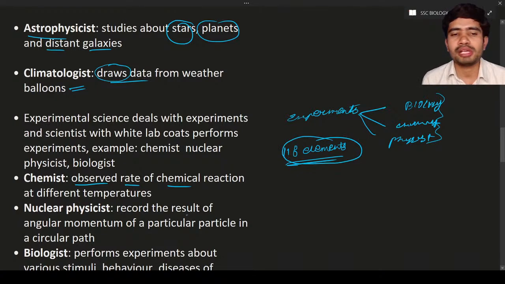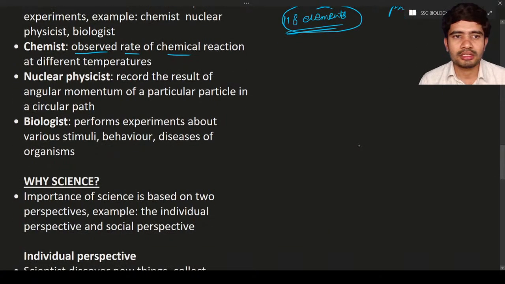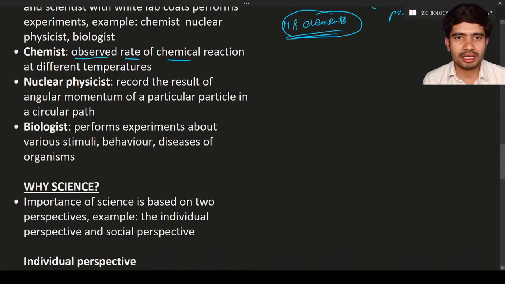Next, a nuclear physicist. They record the results of the angular momentum of a particular particle in a circular path. Next, the biologist. We know about biology. They perform experiments about various stimuli, behavior, and diseases caused by organisms, and so on. Here, various stimuli means what? Stimuli is nothing but a change in the environment.